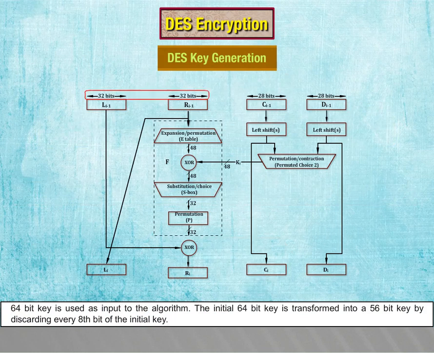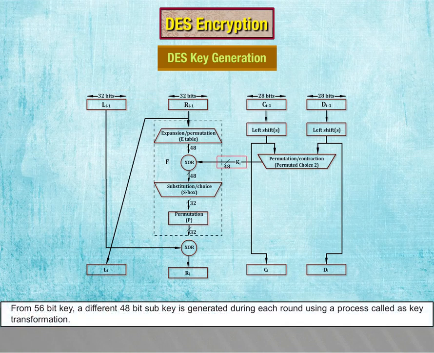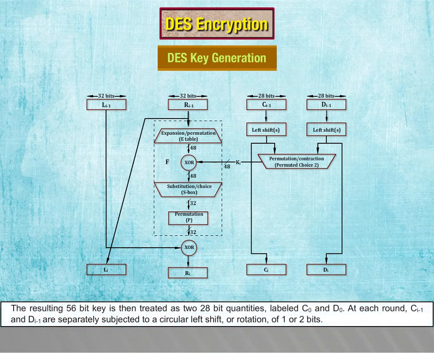A 64-bit key is used as input to the algorithm. The initial 64-bit key is transformed into a 56-bit key by discarding every 8th bit of the initial key. From the 56-bit key, a different 48-bit subkey is generated during each round using a process called key transformation. The resulting 56-bit key is then treated as two 28-bit quantities labeled C0 and D0.